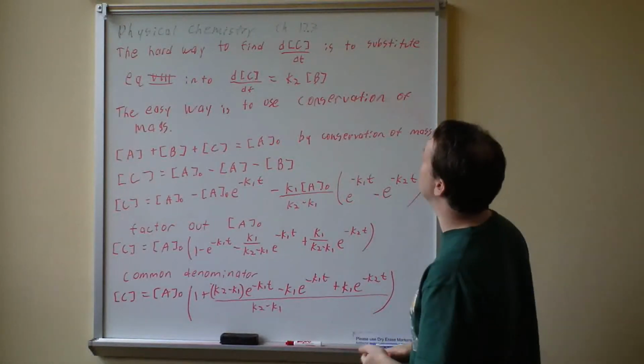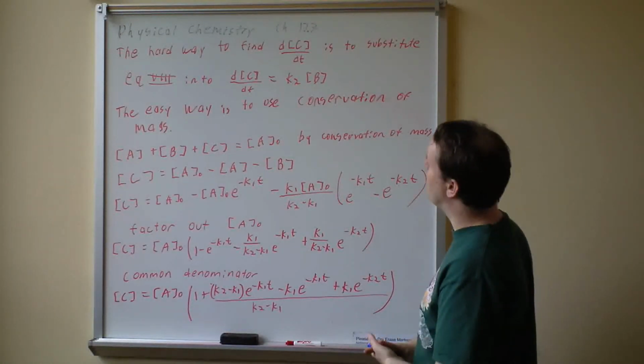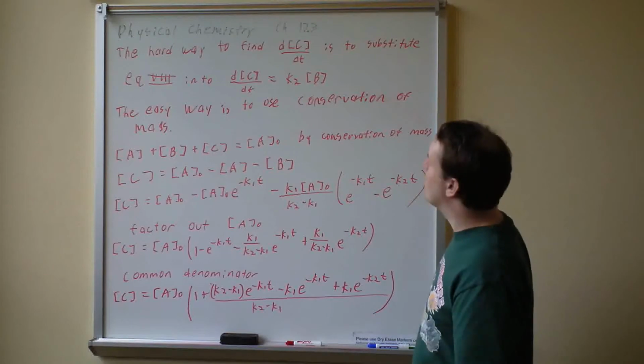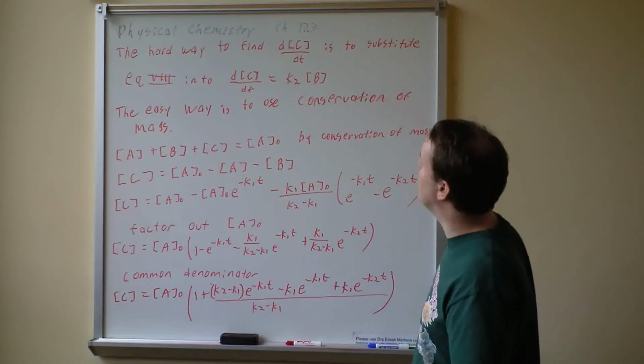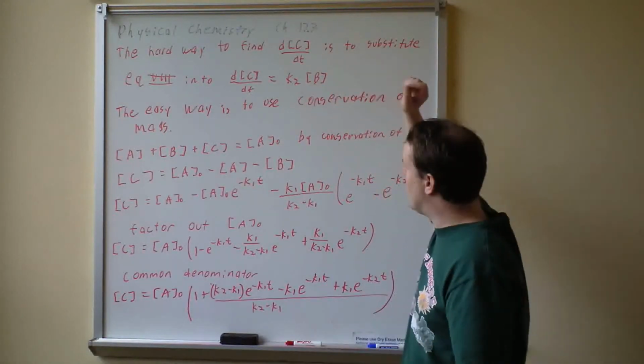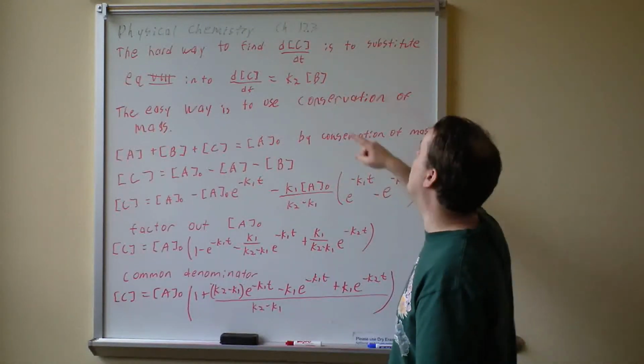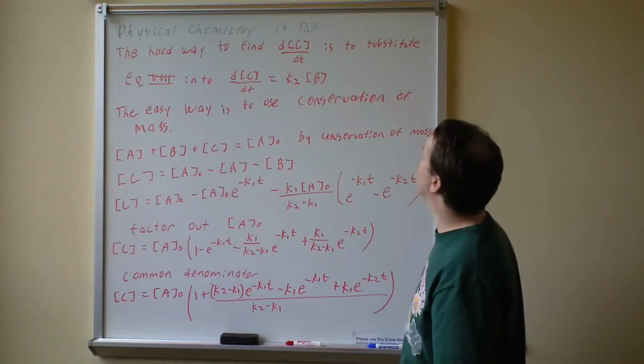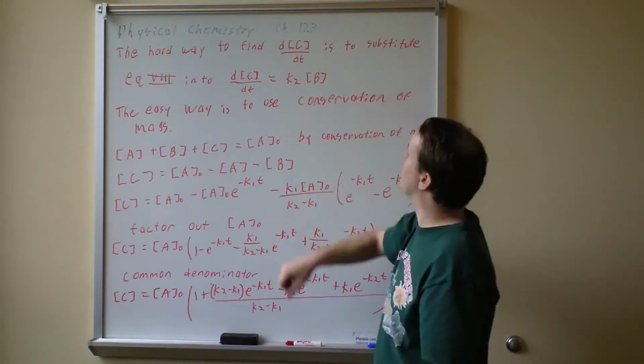Continue on, physical chemistry, chapter 17, section 3. We're still doing sequential first order reactions, non-reversible, irreversible, A to B to C. So we just showed how to find the concentration of B. Now we want to find the derivative of C with respect to time.